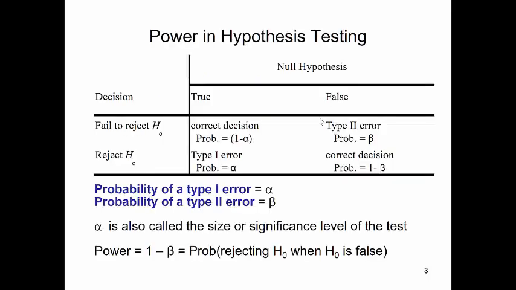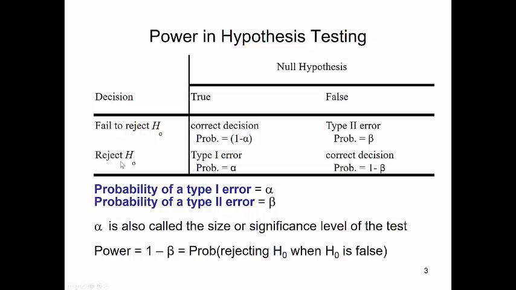Power in hypothesis testing is your ability to detect a difference when the difference is actually there. So that's going to fall into this kind of decision table here. The decision here is fail to reject H naught, reject H naught, and then the top tells you which of the hypotheses is true. If we fail to reject H naught and the null hypothesis is true, we're making the right decision, and we have a probability of that of 1 minus alpha, where alpha is your significance level.